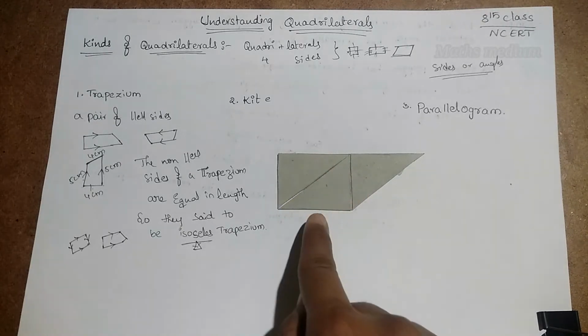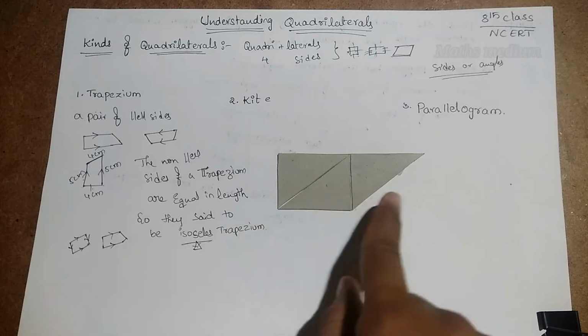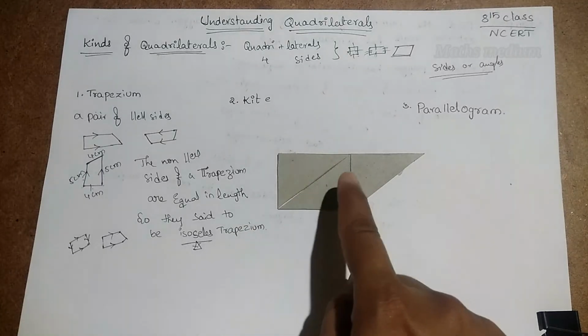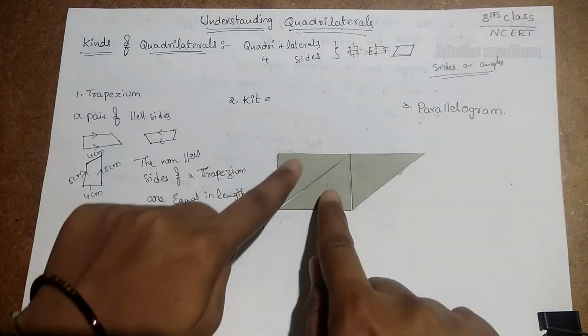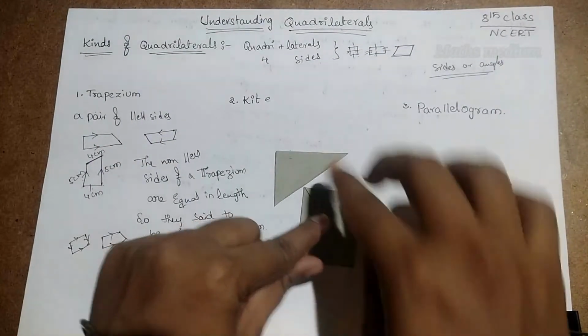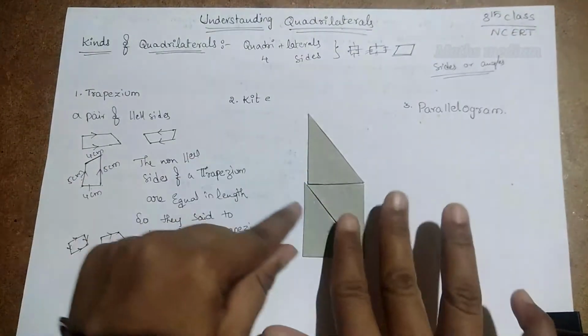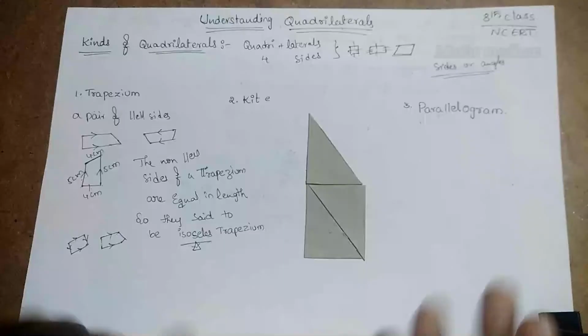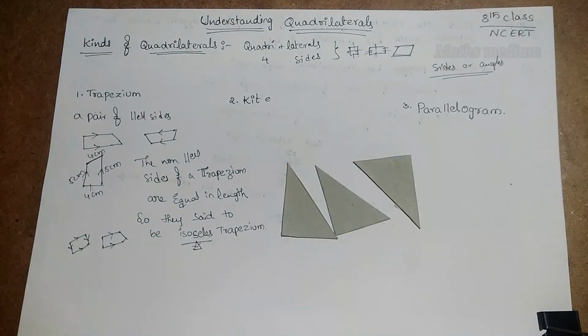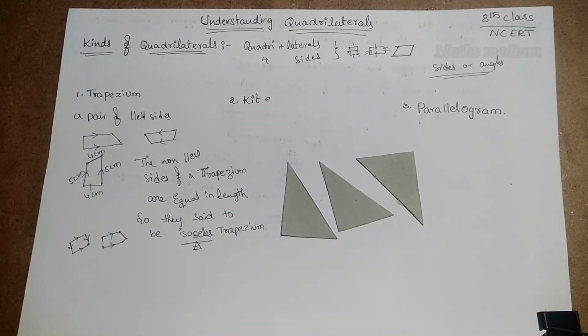See, this side and this side are parallel, but this side and this side are not parallel lines. So it is called a trapezium. If you rearrange these three triangles, you get another trapezium shape also. So this is another type of trapezium. If you arrange these three triangles in a different way, you will get more trapeziums like that. I hope you understand this.